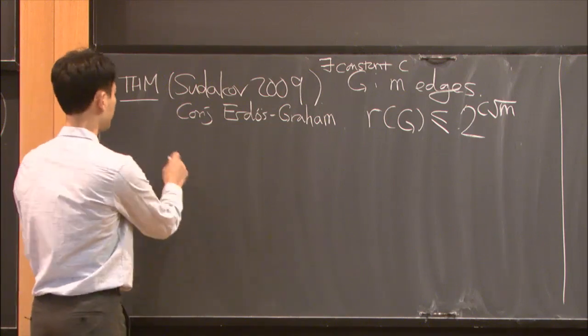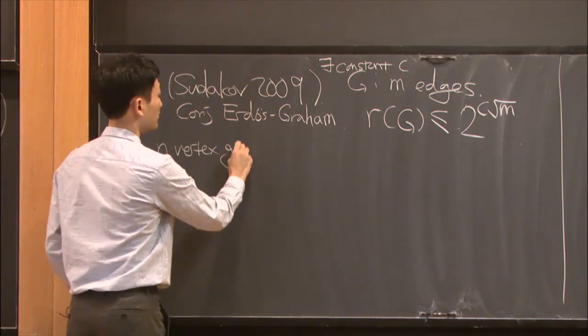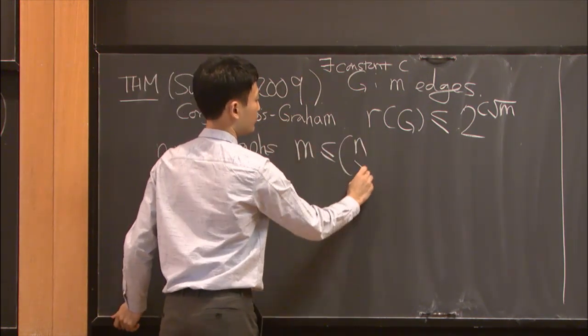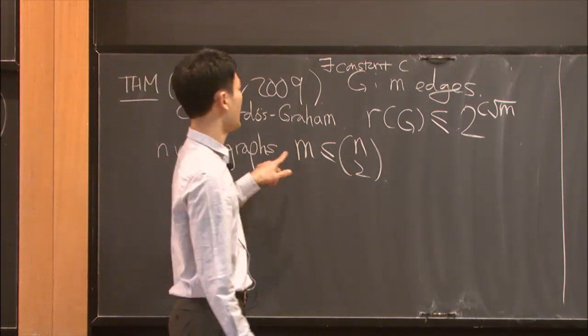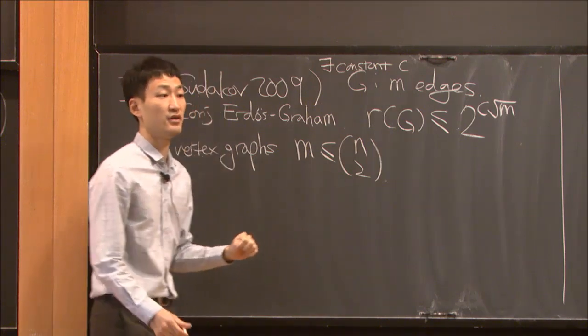Because if you have an n-vertex graph, it always satisfies that the number of edges m is at most n choose 2, meaning that if you have an n-vertex graph, the Ramsey number is at most exponential in the number of vertices.